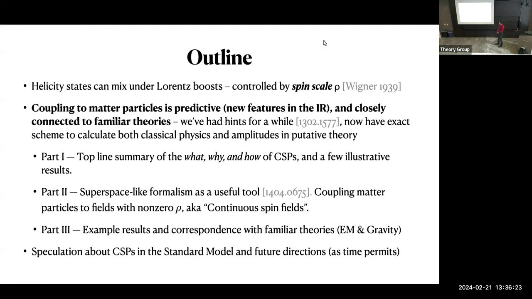I'm going to try to give you the top line, the what, why, and how of CSPs in the first 15, 20 minutes. Then we'll take a slightly deeper dive, but I'll still give you largely a flavor for the formalism we use for studying interactions and computing physical observables. And then I'll give you some examples. We're just scratching the surface at this point, so I'll give you examples connected to QED, and then at leading order to gravity. Given the time, I may not be able to dive into some of the speculations surrounding CSPs in the standard model, but I'm happy to talk offline.